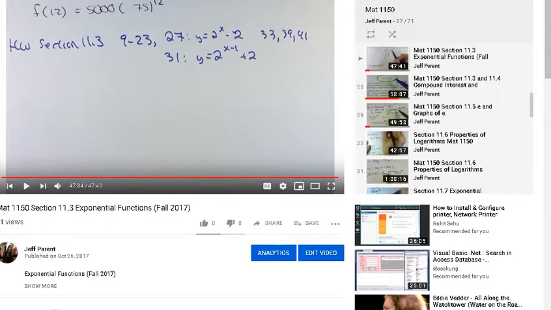So 10,000 e to the 0.115 times 7. So let's take a look at that one. See if we can't calculate that. So 10,000, second, ln, 0.115 times, and here you do have to hit the times key, 7.